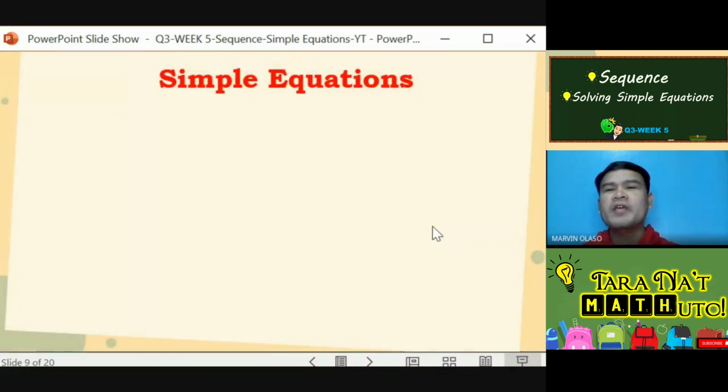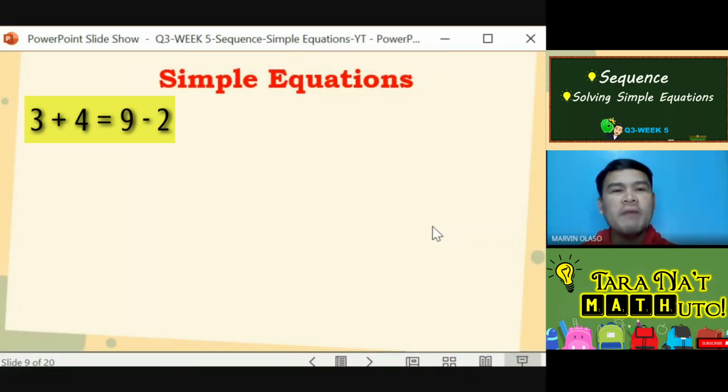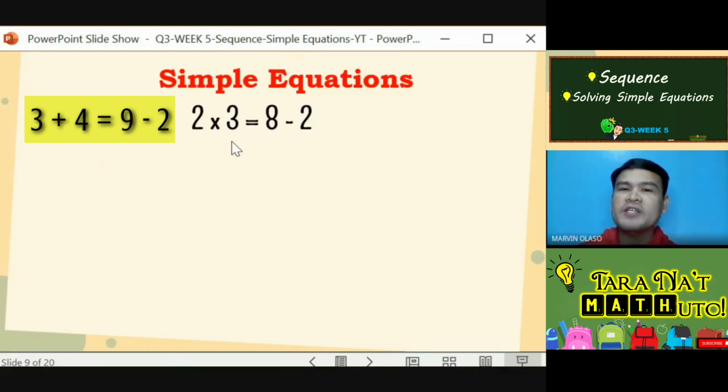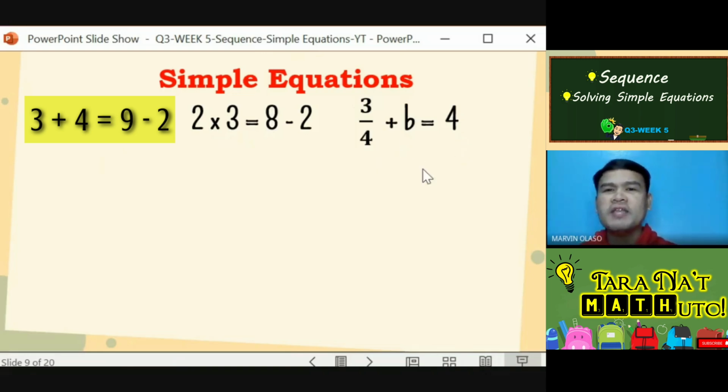Tuloy na natin yan. When we say simple equations, we have these examples. 3 plus 4 equals 9 minus 2, which both are equal to 7. Same with 2 times 3 equals 8 minus 2, which is both equal to 6. It is also an equation if you encounter like this. 3/4 plus b equals 4. What do we mean by this one? So, ano bang ibig sabihin?